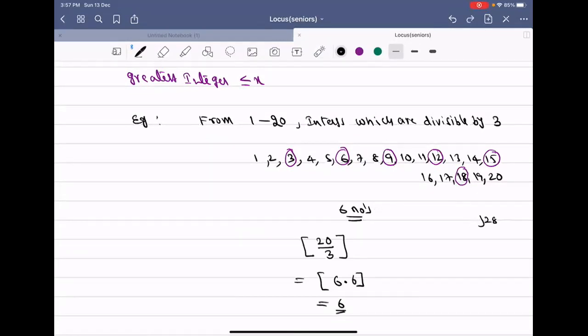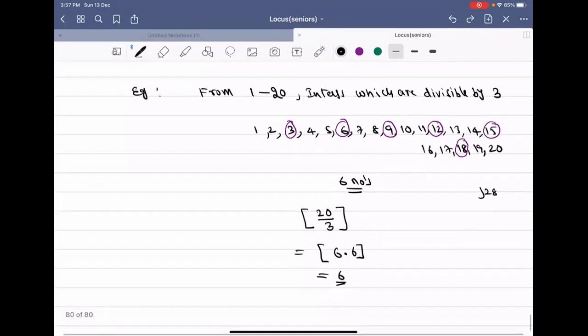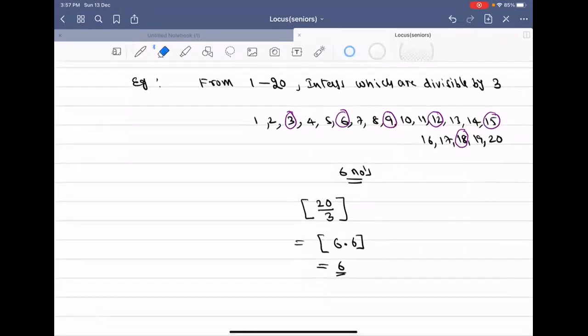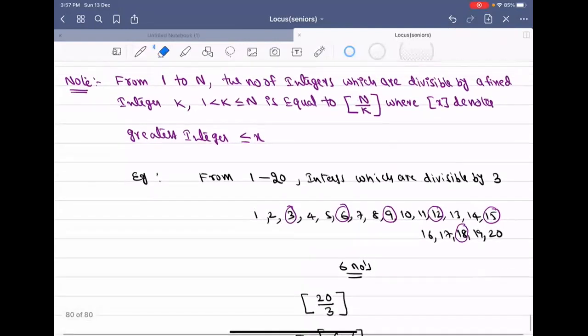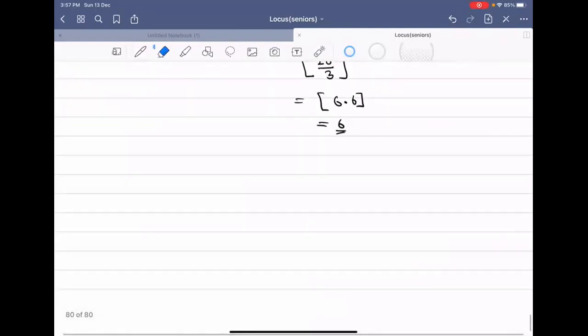So this is the formula. Now we will use this one in solving the problem. Is the result statement clear? Yes, sir. Right. Now come to question number 1.